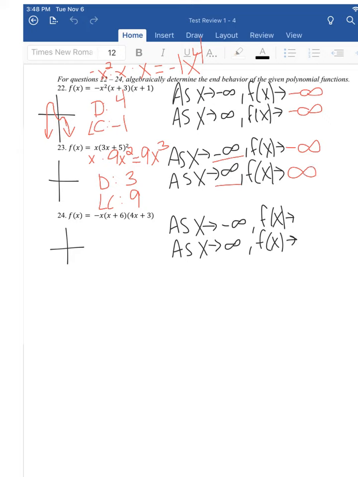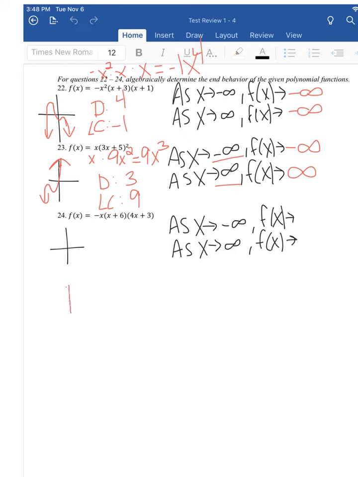And again, take a second now, pause it, type it into your calculator, make sure that matches what your end behavior is. So that is what my graph looks like. So as x approaches negative infinity, f of x does approach negative infinity, it goes down. And then as x approaches positive infinity, as it goes to the right, f of x also approaches positive infinity. So we're good to go. And then we just have this last one, number 24.